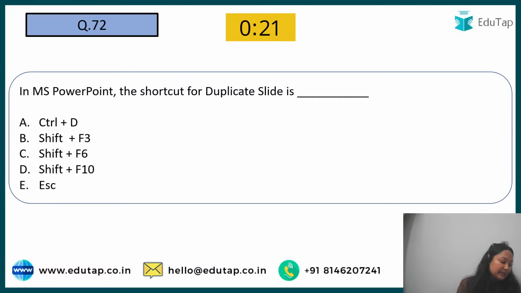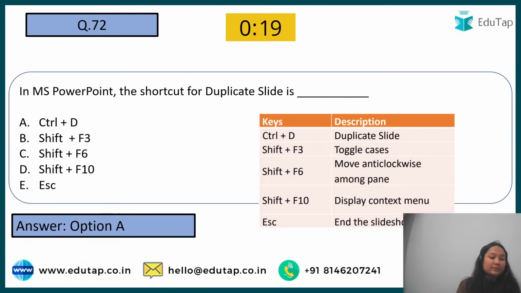The correct answer will be Control D. As you can see, Control D is for duplicate slide, Shift F3 for toggling cases, Shift F6 for anti-clockwise movement in panes, then Shift F10 for displaying the context menu, and escape for ending the slideshow.